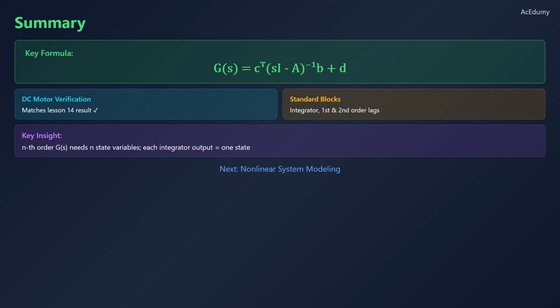To summarize, we derive the transfer function from state space as G(s) equals C transpose times the inverse of (sI minus A) times B plus D. We verified it with the DC motor, confirming it matches the result from block diagram simplification. We showed the state space equivalence of the integrator, first-order lag, and second-order lag, and we learned to read state equations directly from block diagrams by identifying integrator outputs. In the next lesson, we will study nonlinear system modeling.